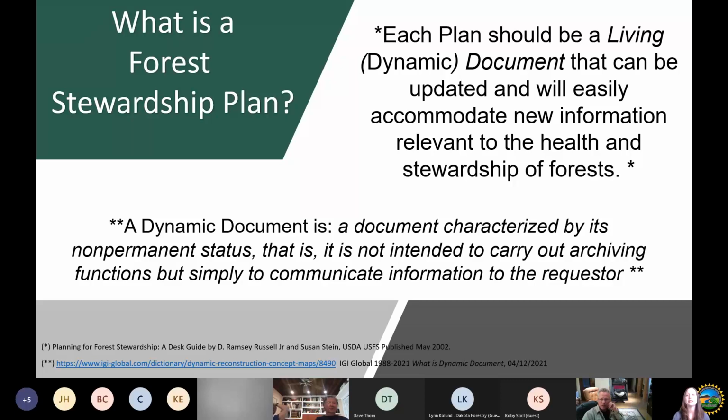Each plan is considered a living document or a dynamic document. What that means is at any point in time, you can change it, you can modify it. It's not a contract, which is where I get a lot of landowners concerned because they have to meet certain deadlines. We prefer that people try to do that, but that is not absolutely a requirement.